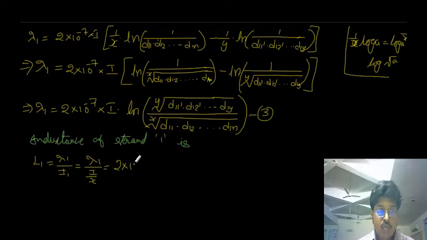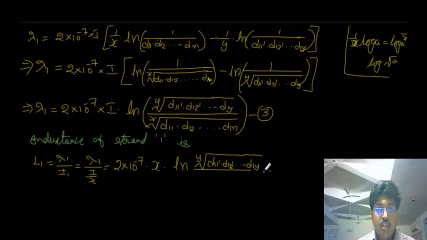So this equation becomes 2 into 10 power minus 7 into x into logarithm of y root of d11 dash into d12 dash into so on d1y divided by x root of d11 into d12 so on d1x.